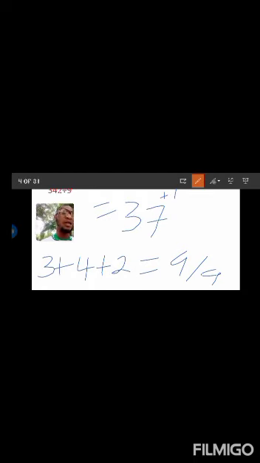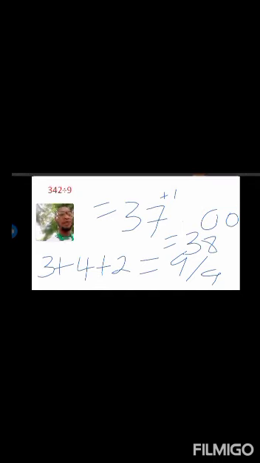Remainder what? Remainder 0. Nothing is remaining. So you can write your 0. So you now rewrite this as 37 plus 1. 7 plus 1 is 8, so we write 38. You can write 38 as your answer.